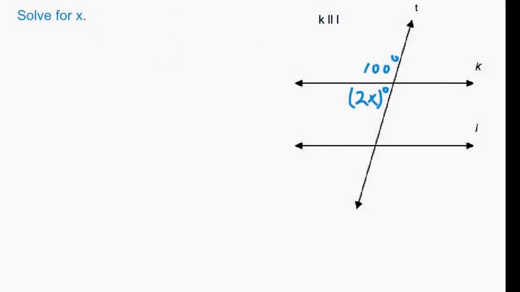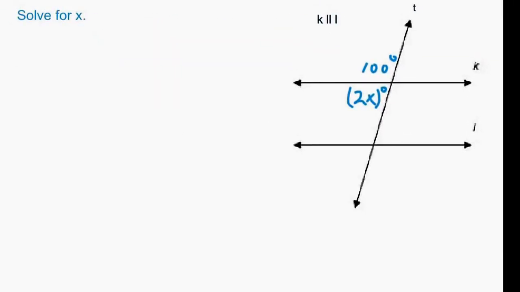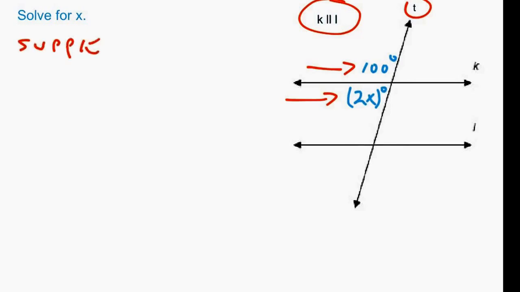All right, so here's our picture. We have two parallel lines, line K and L. We know that because it tells us right here. T is our transversal, intersecting the two parallel lines. And the two angles we're looking at are 100 degrees and 2x degrees. The first thing we have to do is identify their relationship. When I have two angles that are adjacent, next to each other in this situation, I know they are going to be supplementary.